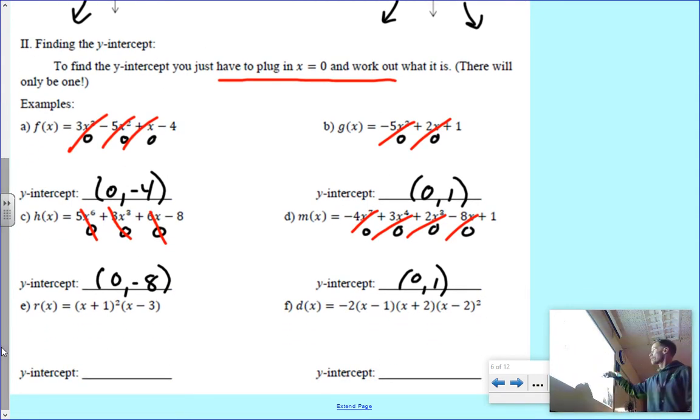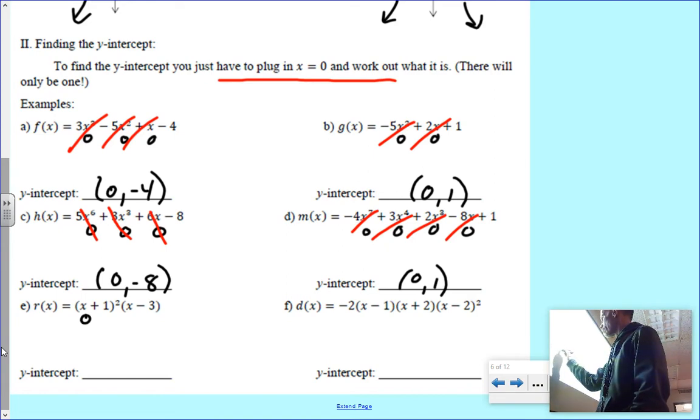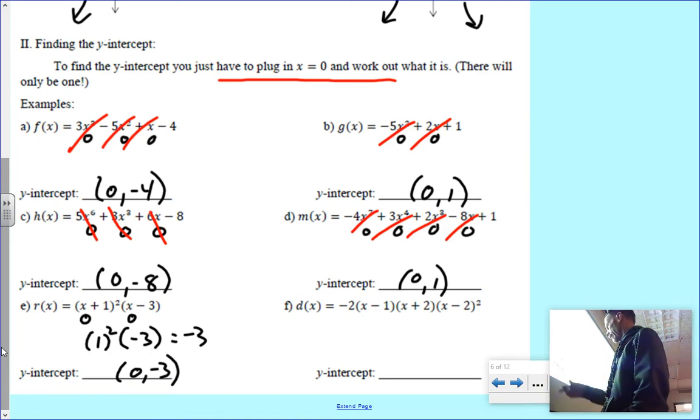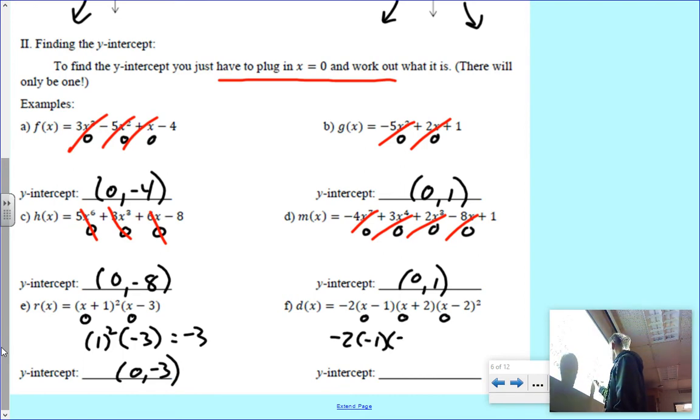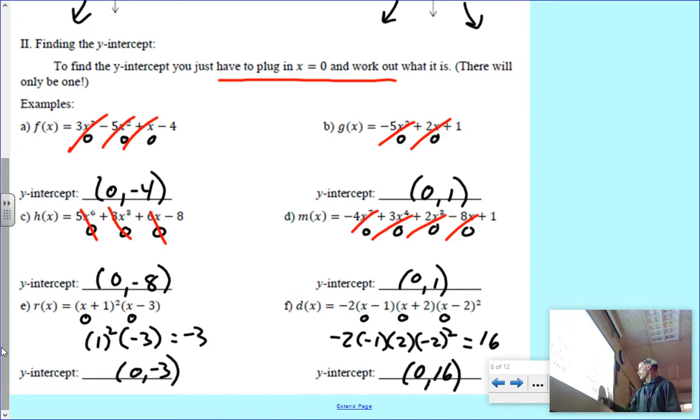The last two in our factored form, notice I'm using the exact same examples so that at the end we can actually graph these last two, E and F, to see what the curve's going to look like. When you plug in these zeros, there's a little bit more work to do, right? The x's still go away, but really what this is, is 1 squared times -3, which is -3, so it's 0, -3. Same thing on the last example, plug that 0 in, that 0 in, that 0 in, and then whatever's left over, -2 times -1 times 2 times -2 squared, and just do that math, so that's going to end up being 16. Okay? Y-intercept, plug in all the zeros for all the x's, and just work out what it is.